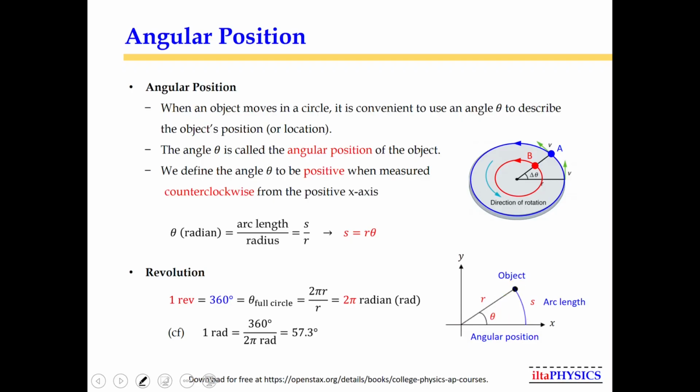Specifically, since the distance from the center is always constant, we can represent the object's position accurately and simply using only the angle. At this time, if we set the reference line for the angle as the positive x-axis, we define the angle from that x-axis as the angular position.